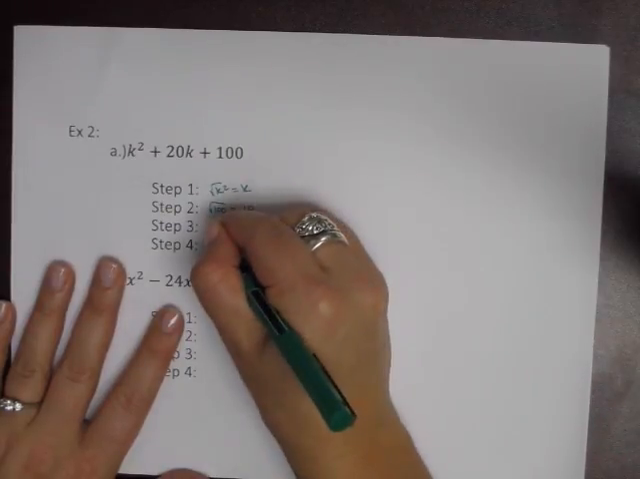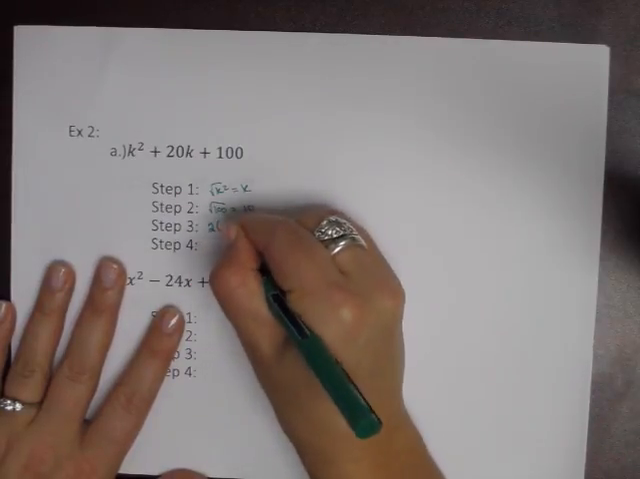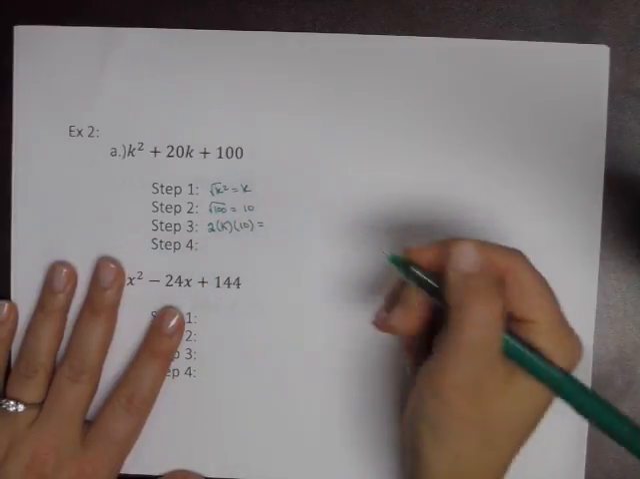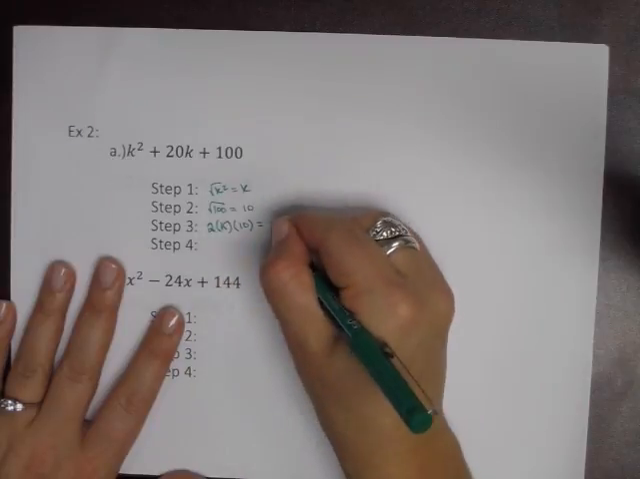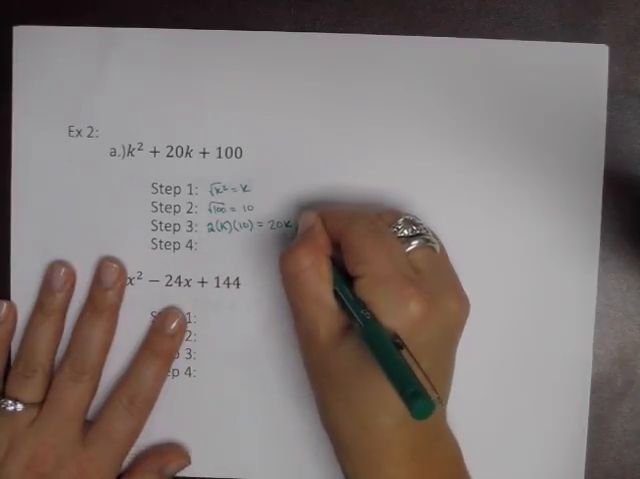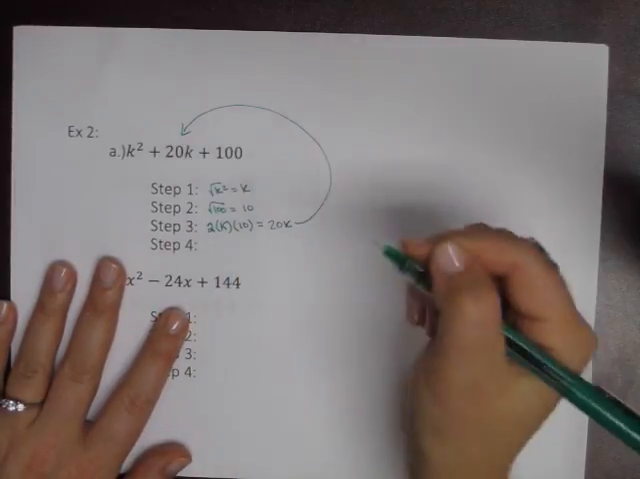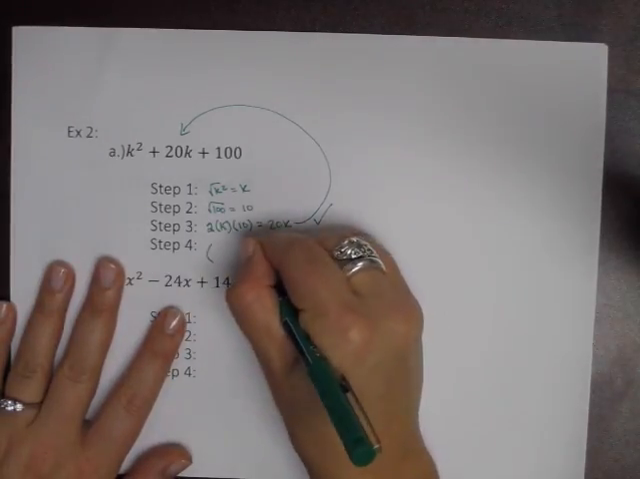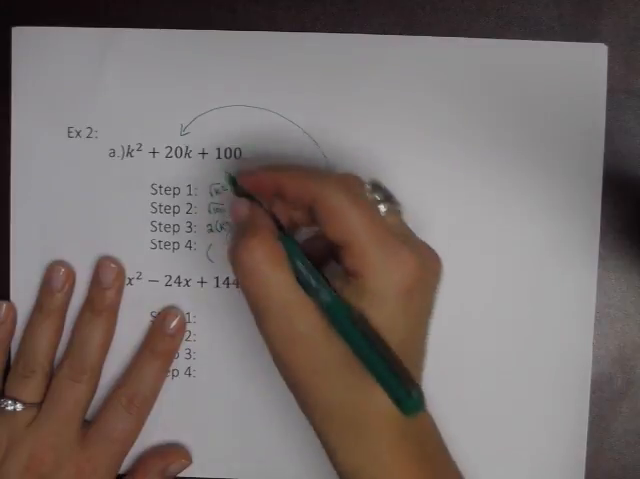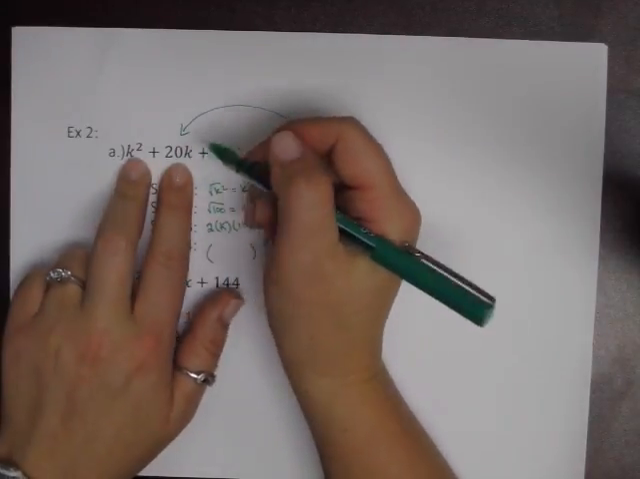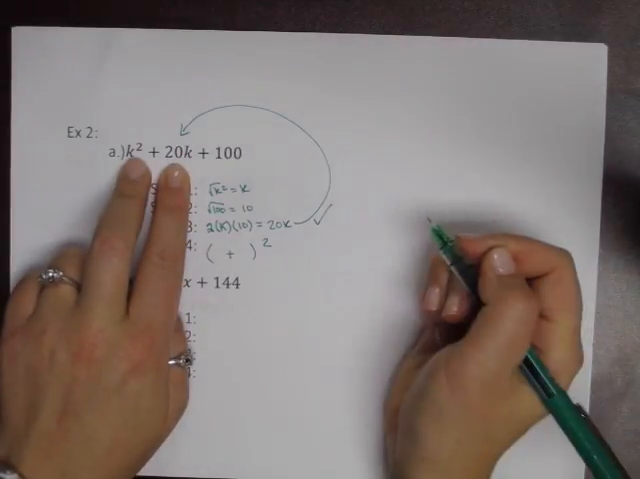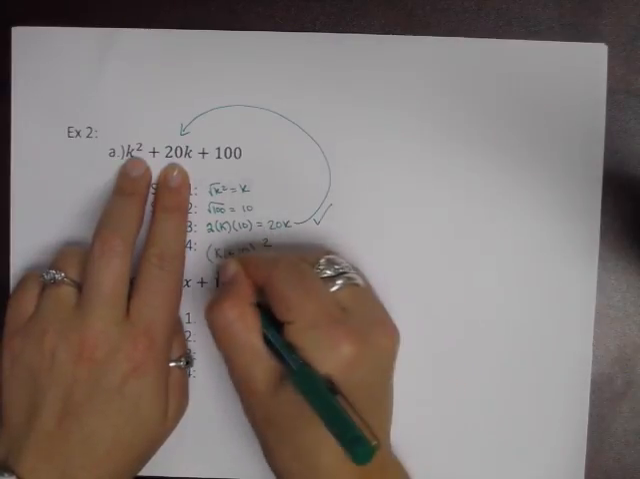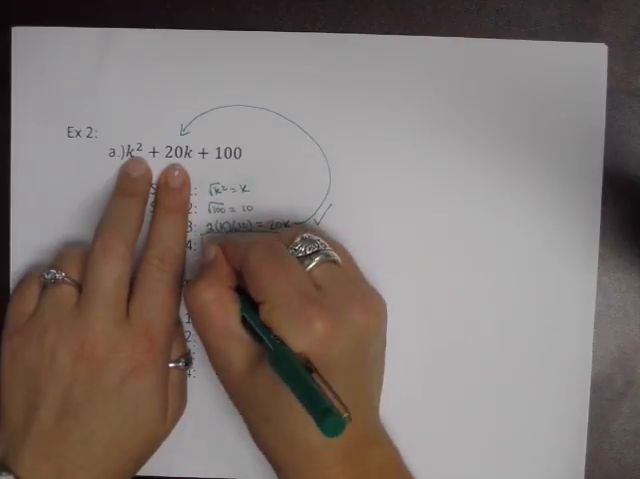Step 3, the most important step, is I'm going to go 2 times step 1 times step 2. And that is always how it's going to be. So 2 times 10 is 20k. And I go and I check it with my middle term, and it absolutely checks out. If it checks out, then I write my binomial squared. I look at the sign between my first and second term, it's positive, so I go plus and then I just plug in k and 10, and I'm done.